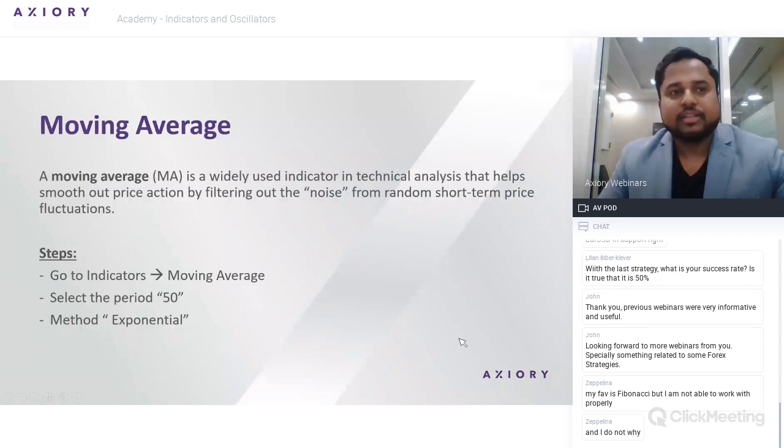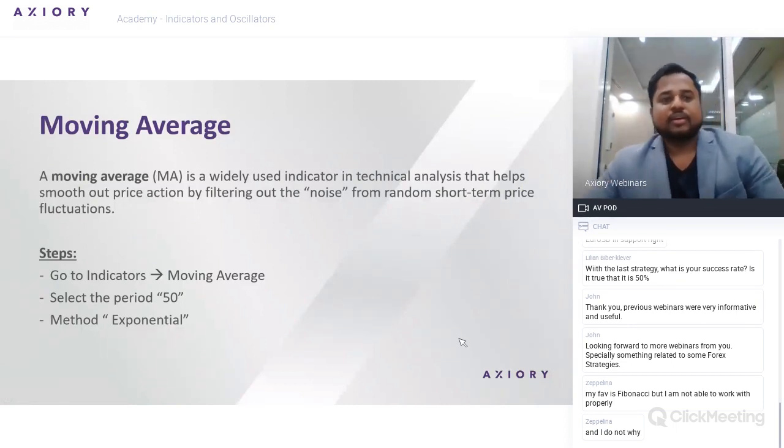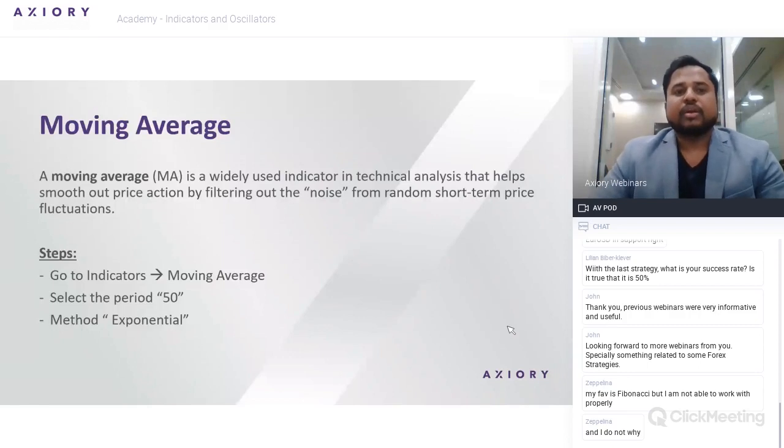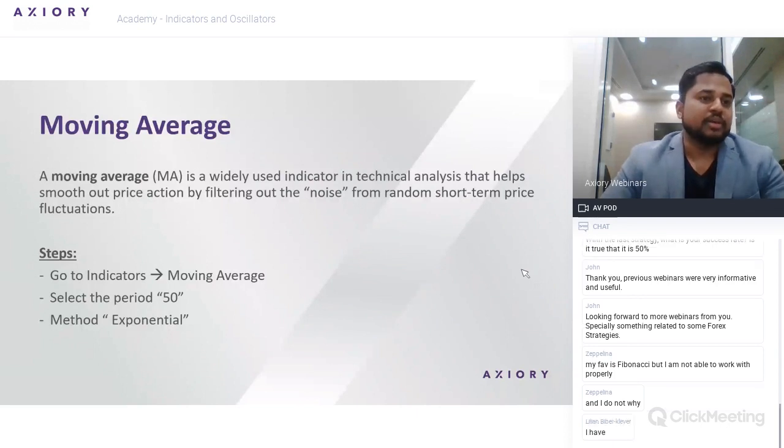Okay. So regarding the moving average, how many of you have heard about the moving averages? Yes, we are covering the Fibonacci, don't worry.